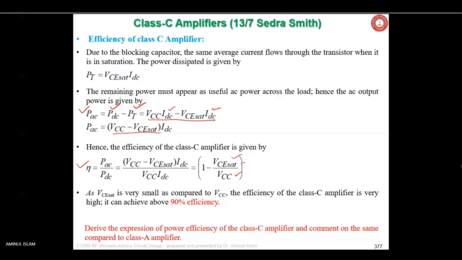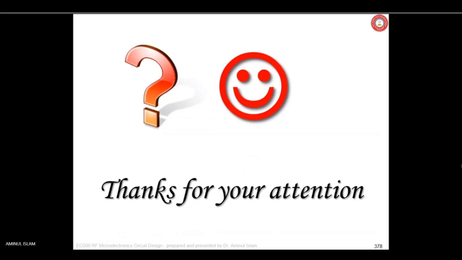Since VC sat is very small, say 0.2 volt, and VCC is say 5 volt, the efficiency is very high. As you can see, it can go up to even 90%. So with this, your first module is over.